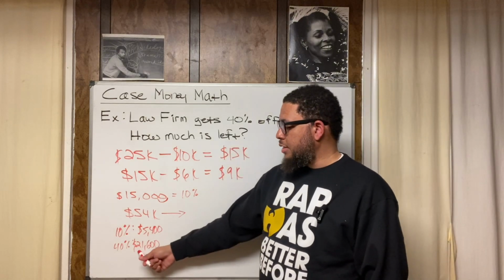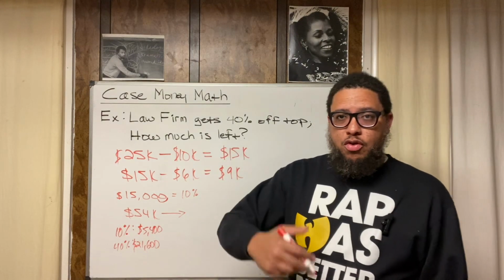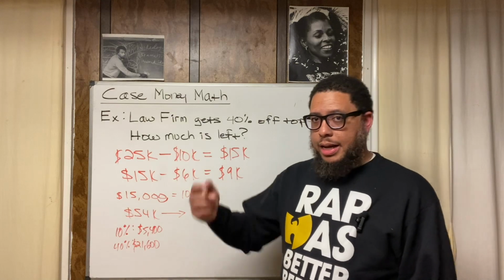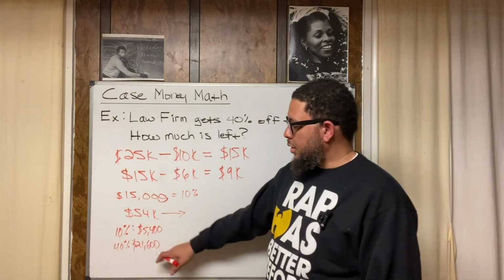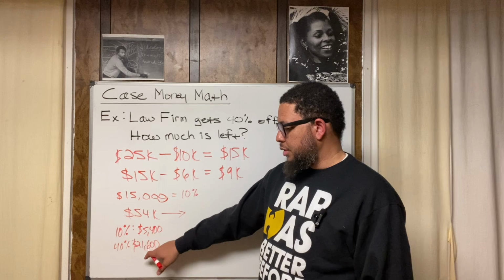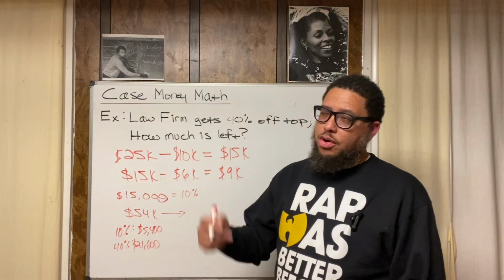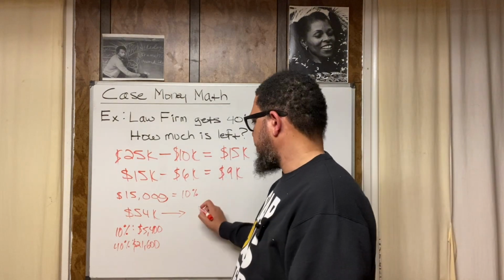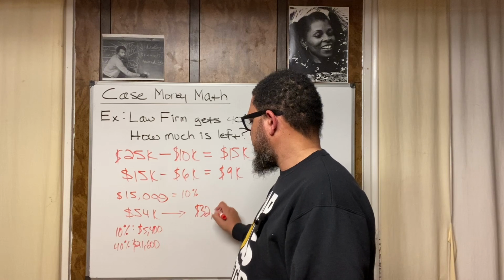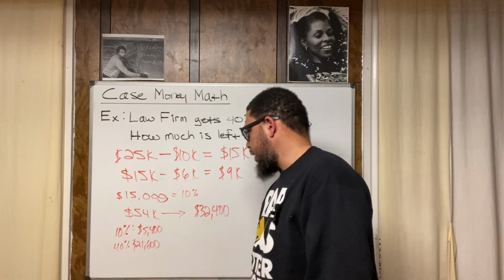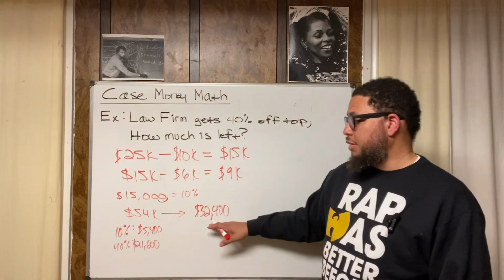Then from the 34,000, I'll take the 1,000. 34 minus 1 is 33. Now I'm at 33,000. Then the 33,000 take away the 600 is going to be 32,400. So that's how much you'd be left with. That's a nice piece of change.